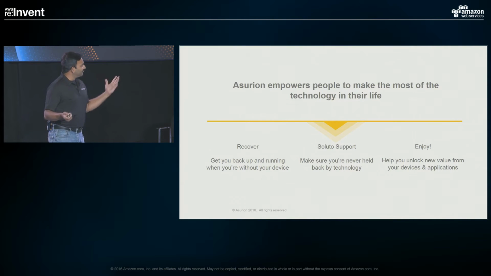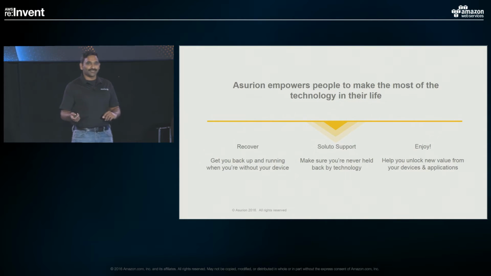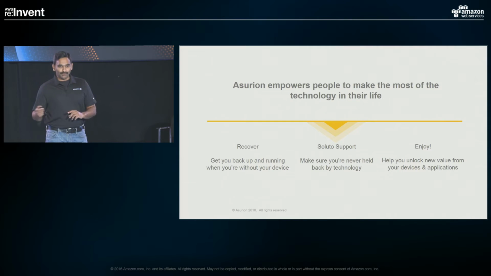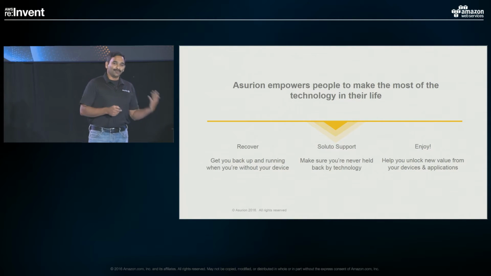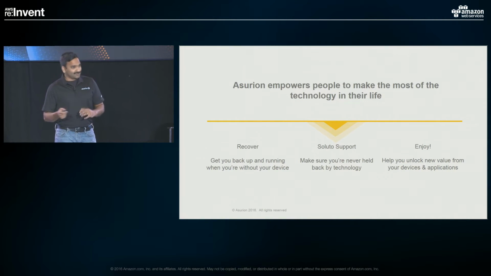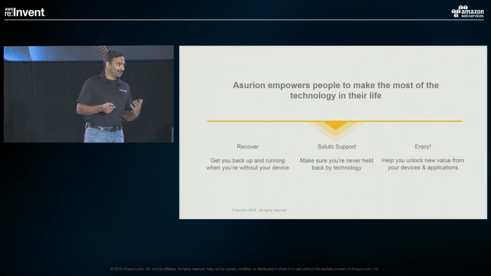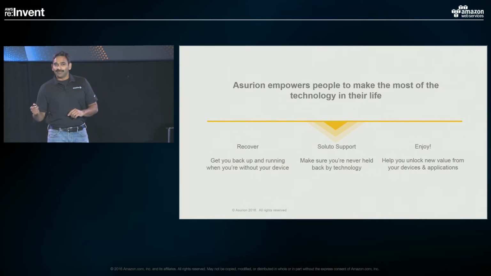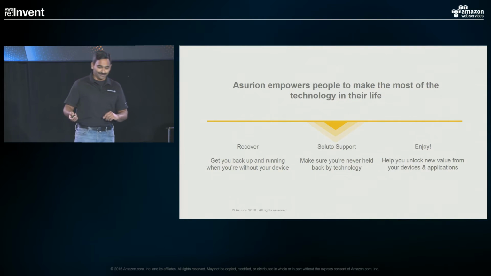So the first service that we have is the protection services for the mobile devices or any electronics within your home. So we help customers recover from an incident like a loss or theft or damage to the device. So if you ever had a protection plan on your mobile device or bought extended warranty from any of the major retailers, you probably were an Asurion customer.